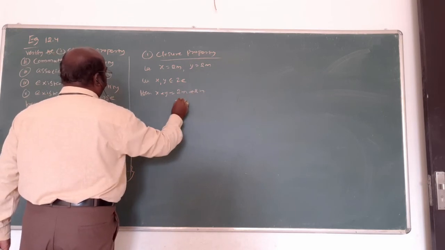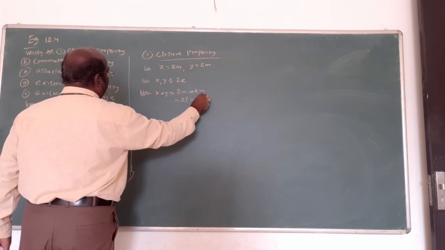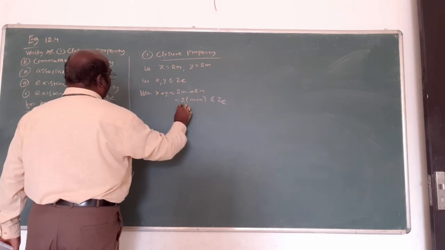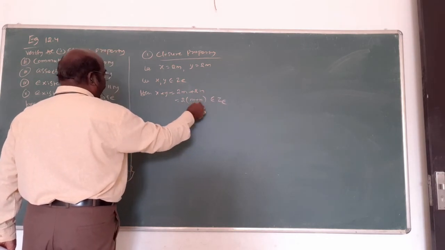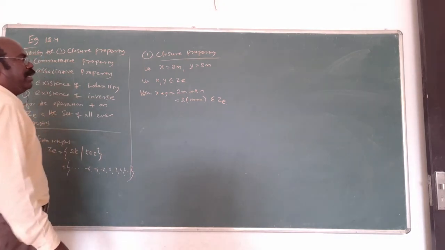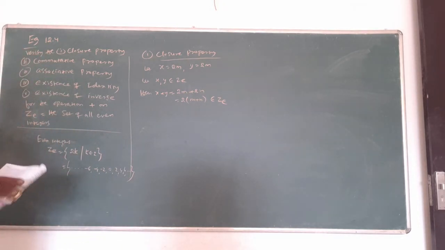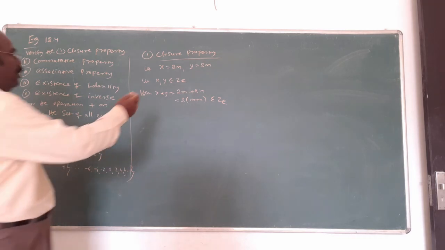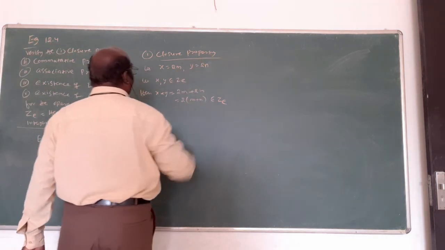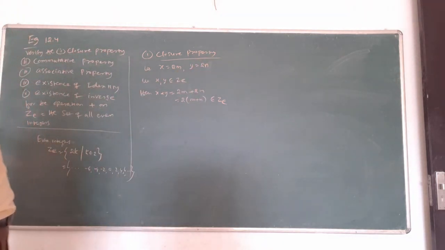Am I right? 2 is common. This also belongs to Z because a multiple of 2 is an even number. Am I right? When x is 2m and y is 2n, you want to assume two numbers; both numbers are what? Even numbers. That's why you assume multiples of 2, 2m and 2n, where m and n are integers. When you multiply, it is always an even integer.